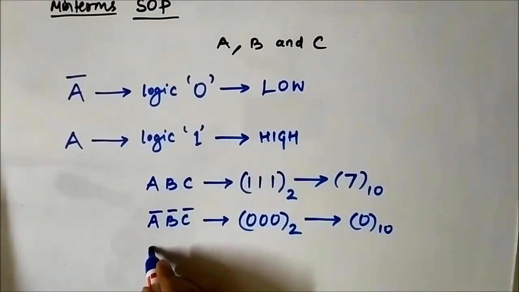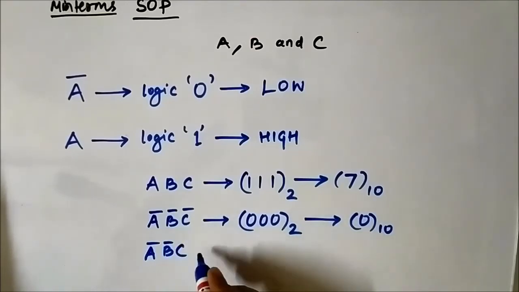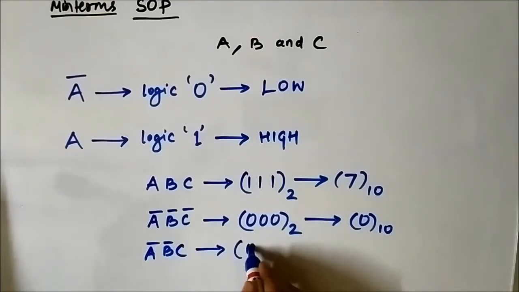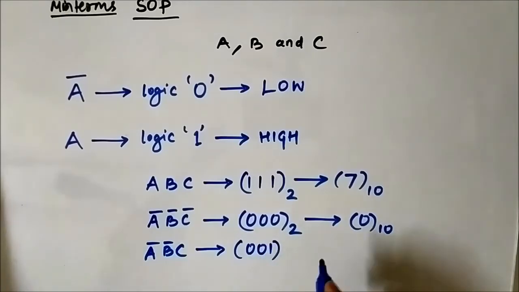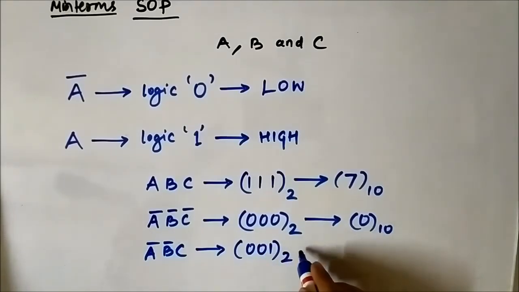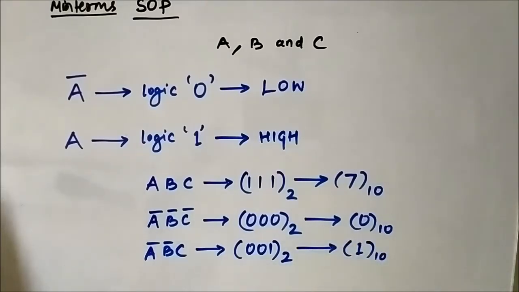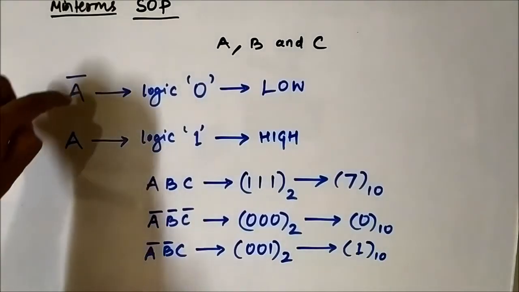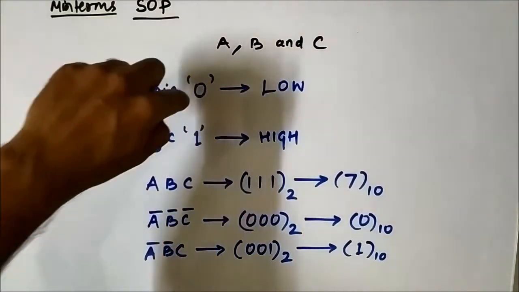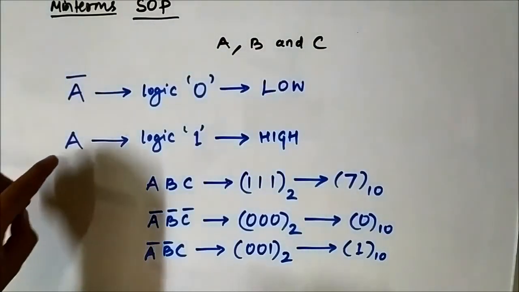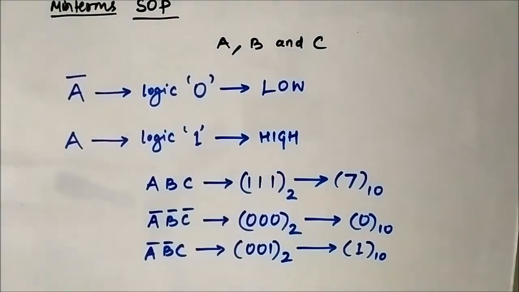Suppose I write A bar, B bar, C. What it actually means is 0, 0, 1 in binary, and in decimal it is decimal number 1. Okay. So this is what I am trying to say. Each complemented variable in a boolean term represents logic 0 or low. Each uncomplemented variable in a boolean term represents logic 1 or high state.